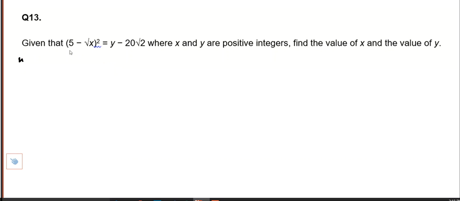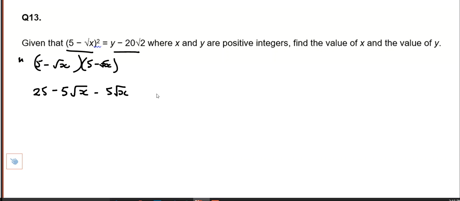So with this one, I've got to make that in the same form and match whatever I can, and then use the equality that one side has to be the same as the other. So I'm going to expand this. So I've got 5 minus root x times 5 minus root x. I'm going to FOIL it. So I've got 25 minus 5 root x minus another 5 root x, and then plus x, because minus root x times minus root x is plus x. That simplifies to 25 minus 10 root x plus x.